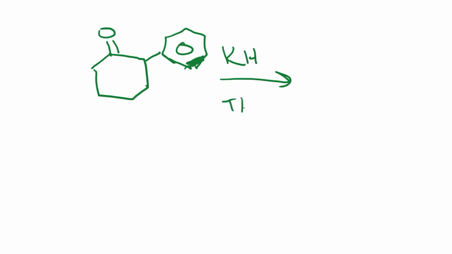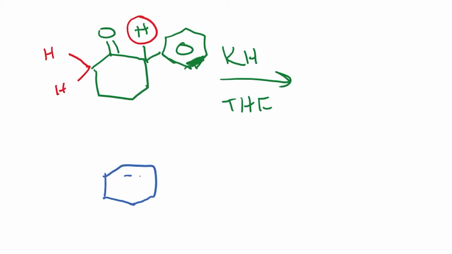Let's say we take this ketone with a benzene ring alpha to it. When we react this with, let's say, potassium hydride in THF, again we have a choice. The choice is between this hydrogen or one of these two hydrogens. Let's look at the enolate that is formed. If this hydrogen is picked up, then you end up with an enolate that's going to look something like this. This is going to be an O minus and a K plus.